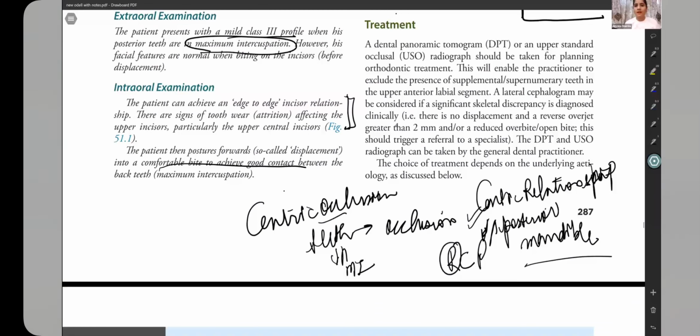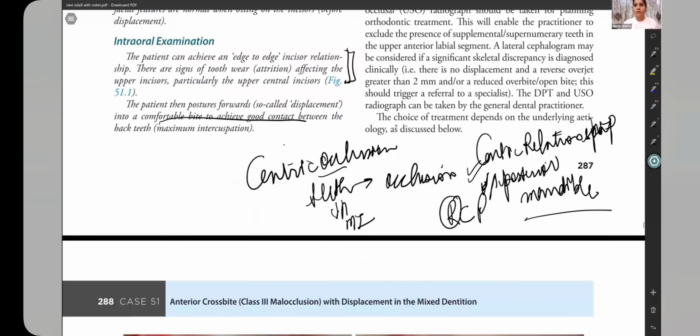Now, an OPG or an upper standard occlusal should be taken for planning orthodontic treatment. This will enable the practitioner to exclude the presence of supplemental or supernumerary teeth in the upper anterior labial segment, which can actually lead to retroclined eruption of the primary as well, or the permanent as well. So a lateral ceph may also be considered if a significant skeletal discrepancy is diagnosed clinically.